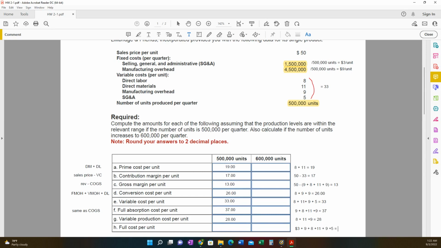So those are all of the calculations if the company produced 500,000 units. I'll let you do the other column on your own. That's where the company produces 600,000 units. So you'll do all the same calculation.